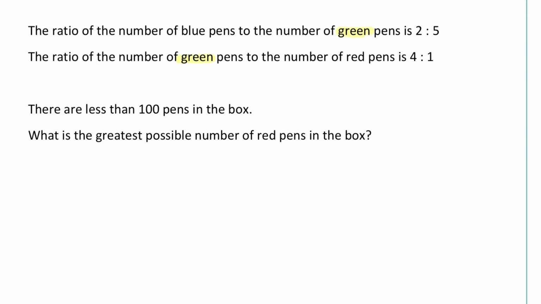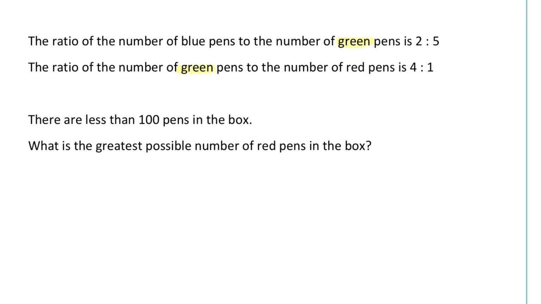Whenever we have that, it's always good practice just to make that number the same and write it as a 3-part ratio. In the first one, the green is a 5. In the second one, the green is a 4. So if I multiply these to make them the same number, the lowest common multiple of 4 and 5 is 20. So I would want to multiply the top ratio here by 4, which would give me 8 and 20. And the bottom ratio I want to multiply by 5, so that would give me 20 and 5. Remembering that if I multiply one part of the ratio, I multiply it all by the same thing. Multiplying the top one by 4, the bottom one by 5. Now that number for green is the same in both.